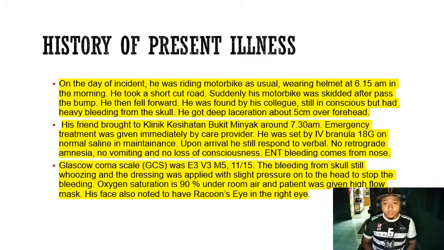But this patient got ENT bleeding, coming from the nose. The GCS, or Glasgow Coma Scale, was eye 3, verbal 3, and motor 5, and the total GCS is 11/15. The bleeding from the skull is still oozing, and a dressing was applied with slight pressure on the head to stop the bleeding. Oxygen saturation is 90% under room air, and the patient was given a high flow mask. His face also has a vacant eye in the right eye.